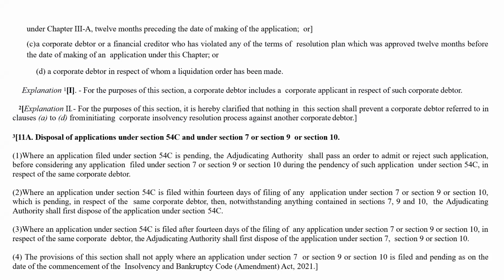So here what it says basically is that if a pre-pack application is made first, then it will be given priority. If a section 7, 9 or 10 application has already been filed and then a pre-pack application is filed within 14 days, then also pre-pack will be given priority. But if a section 7, 9 or 10 application has been filed earlier and thereafter, after 14 days, a pre-pack process application is filed, then the section 7, 9 or 10 application will get precedence. This is the meaning, right?